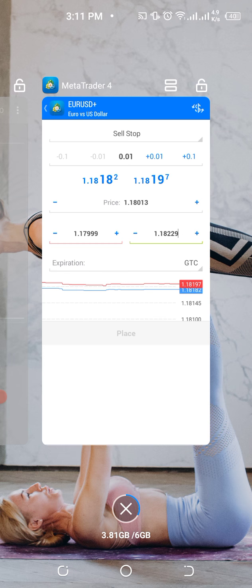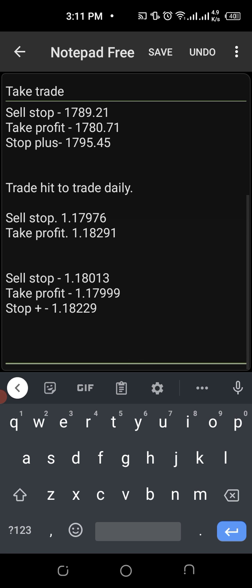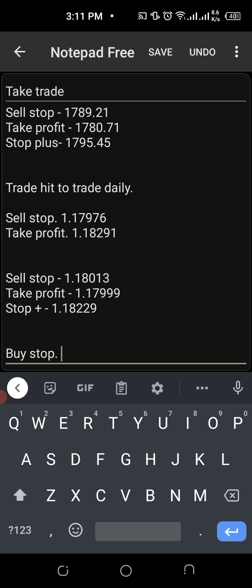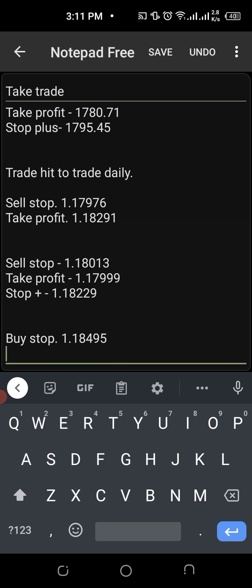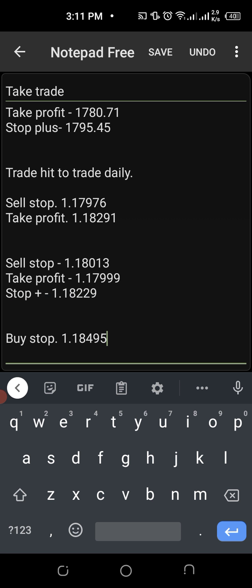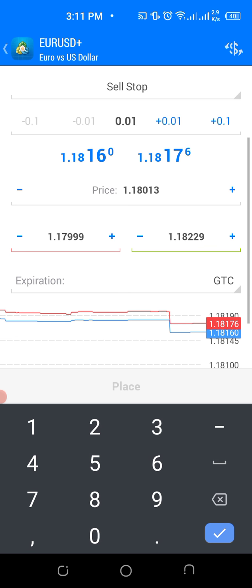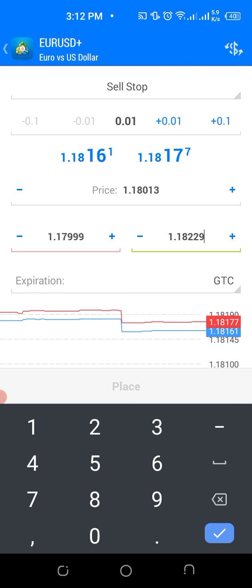Buy stop. Change your market execution to buy stop. 1.18495. Market execution is what you're looking at here. Price is the entry price. That's what you're supposed to put, what I'm saying now. Just follow me. So you are saying price. Okay, price, 1.18495. Good. Oh yeah, take profits now.